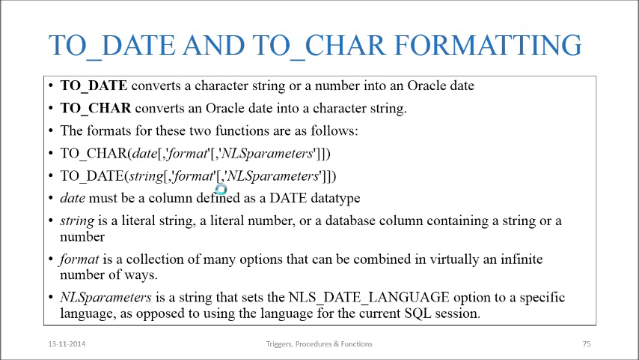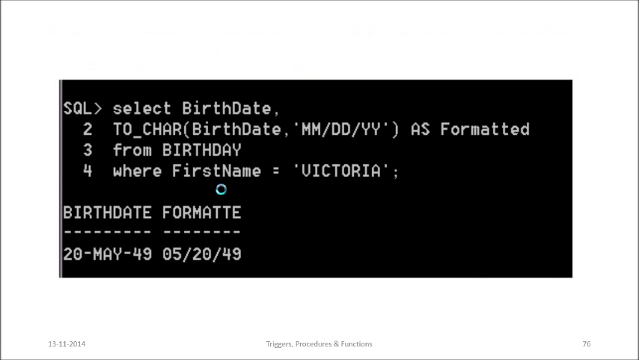Date is a date data type as we know, then string is a literal string or a database column that contains a string or a number, not an Oracle specified date format. Then format is a collection of many options that can be obtained in virtually an infinite number of ways. And NLS parameters is a string that sets the NLS date language option to a specific language as opposed to using the language for the current SQL session. And the example here is given.